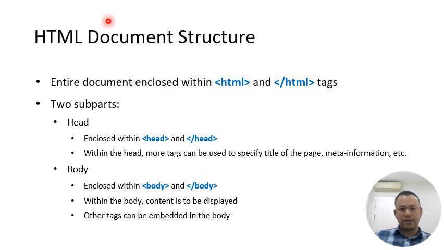Head is inside the HTML element, enclosed with head and slash head, like opening head and closing head. The head section contains meta information about the document rather than visible content. The body section contains the visible content of the web page, such as text, images, links, and video or audio, maybe some PDF files.